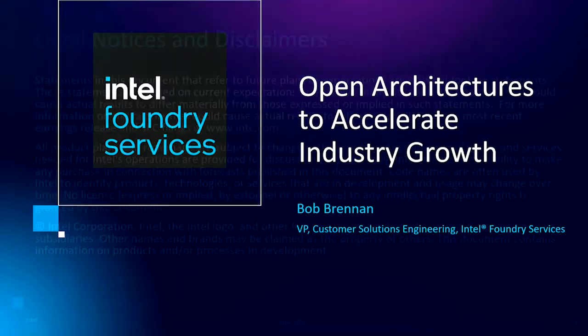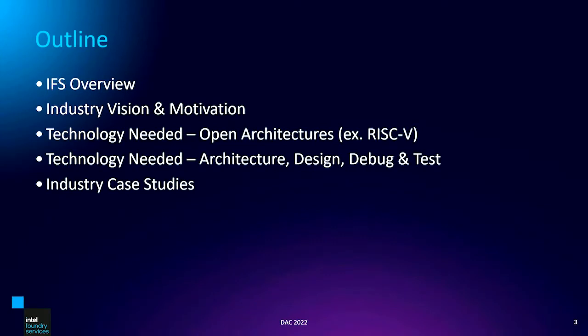Today I'm going to talk about the open architectures to accelerate industry growth. We're first going to give you a little bit of a talk about the IFS overview, what we do as Intel Foundry Services. We'll talk about the shared industry vision we have working together, the technology that we need, specifically open architecture with RISC-V. We're going to talk about the technology needed, the architecture, the design, the debug and test, and the CAD tools. And lastly, we're going to run through some industry case studies to show you that this is real. So first on our shared vision.